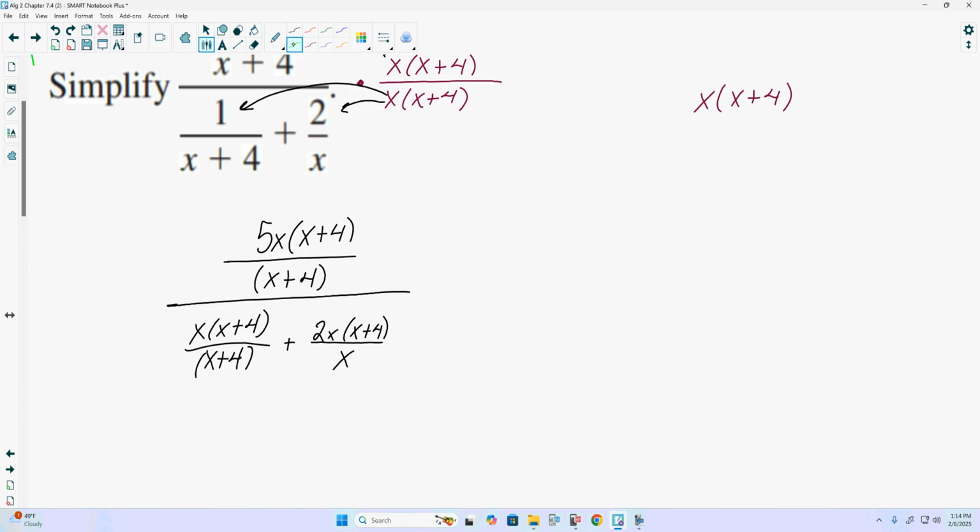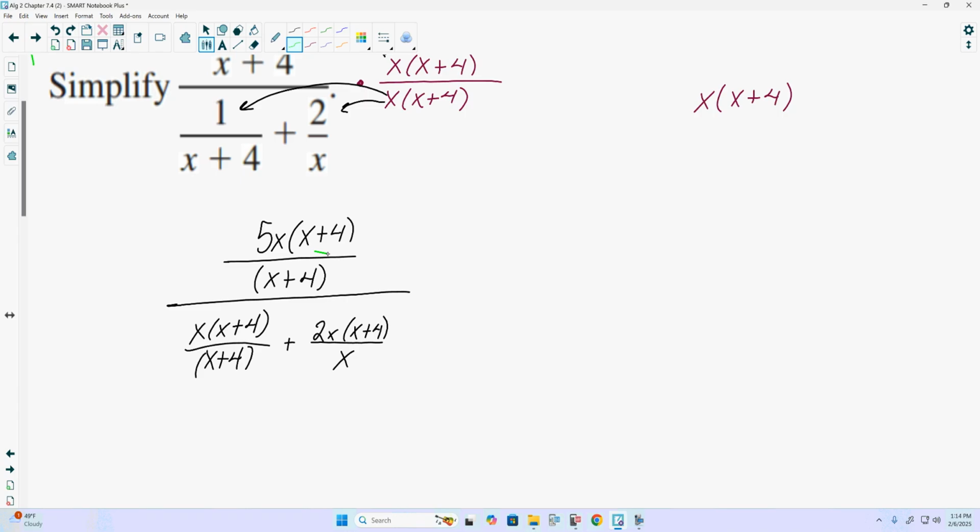So x times x plus 4 on the top we have to multiply with the 5 on top, giving us 5 times x plus 4. Do it with the 1 on bottom, giving us x times x plus 4 over x plus 4. And with the 2, giving us 2x times x plus 4 over x. We get that there. Now there's a reason we're doing this, and the reason that this works nicely.